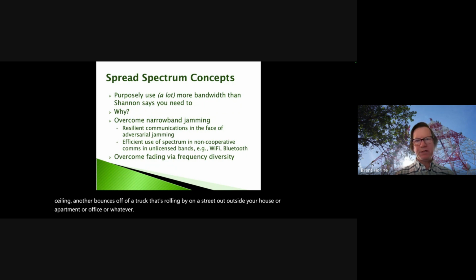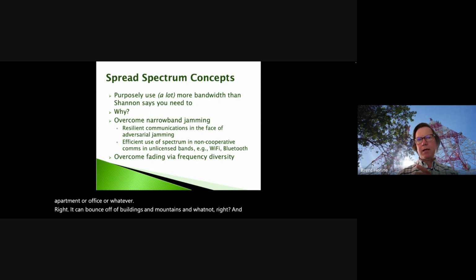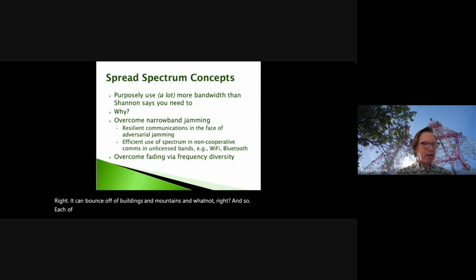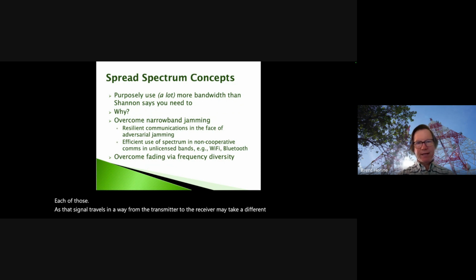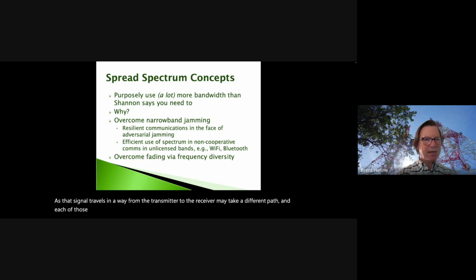It can bounce off of buildings and mountains and whatnot, right? And so each of those rays, as that signal travels in a wave from the transmitter to the receiver, may take a different path, and each of those paths are different lengths. That means that the phase at which it arrives at the receiver antenna may be different, right? Is very likely to be different, right?